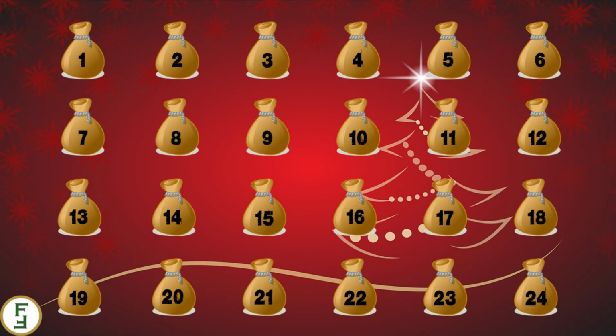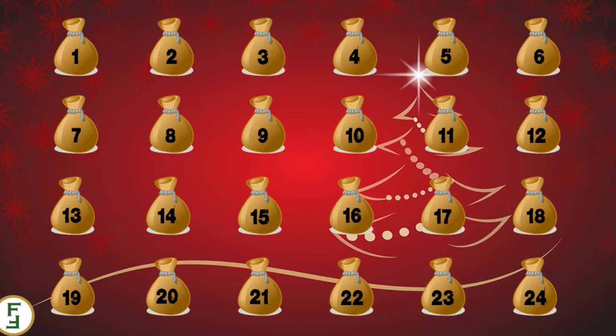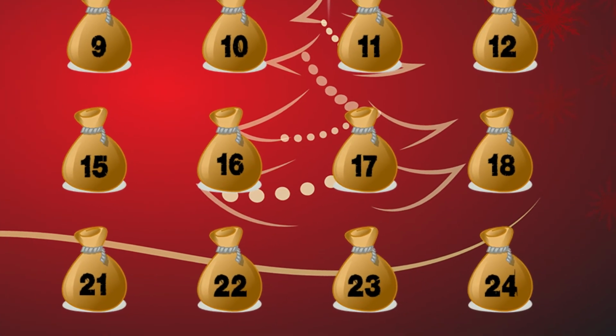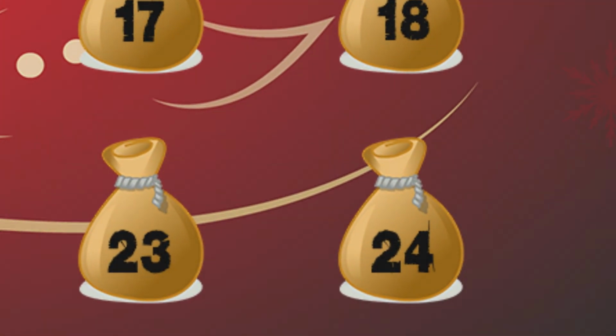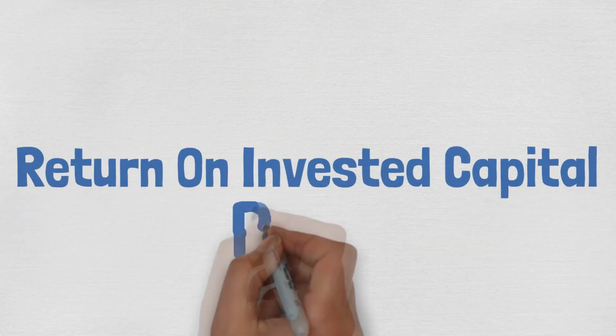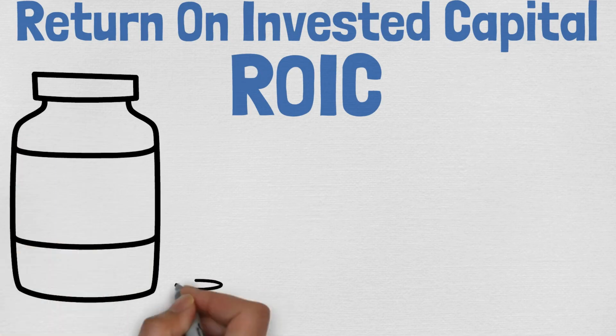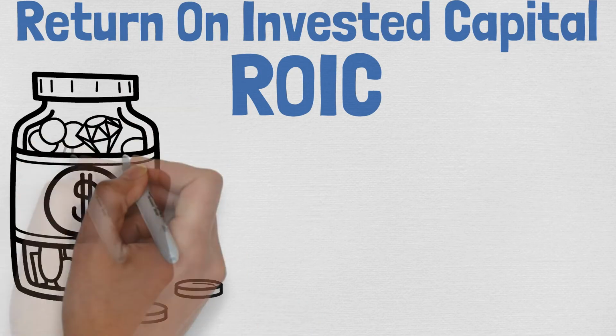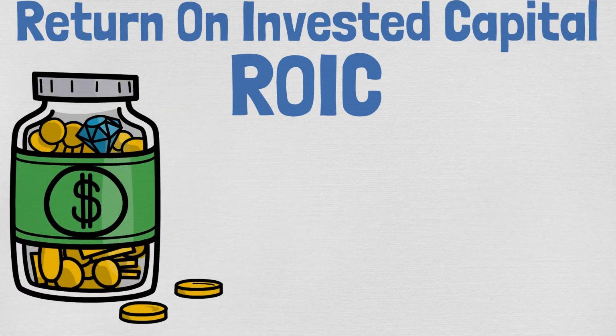After this one we have learned 24 new financial ratios and finally it is time to relax, take a break and enjoy the holidays. But before that, let's take a look at the last ratio, the return on invested capital ratio. The return on invested capital ratio tells us how well the company is using its capital to generate profits.